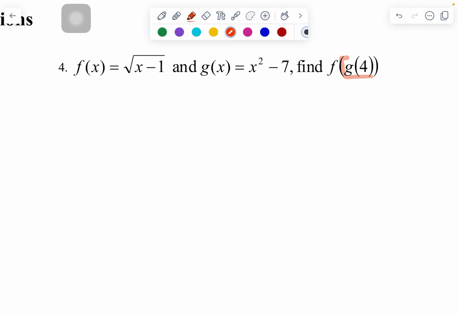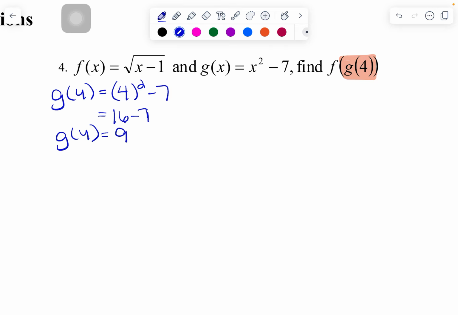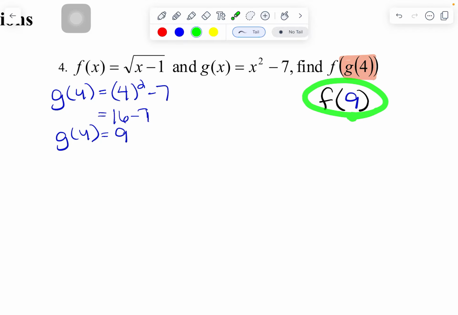So g of 4, and that's what I'm going to start with. So let's find my g function. All right, g function is right here. So if I'm going to do g of 4, so g of 4 is equal to, whoops, I was about to write x squared. I'm like, no, replace x with 4. So 4 squared minus 7. 4 squared is going to be 16. 16 minus 7 is 9. So g of 4 can get replaced with 9. So over here, f of, but remember, g of 4 is equal to 9. There's my 9. And so now I'm going to figure out what f of 9 is equal to.